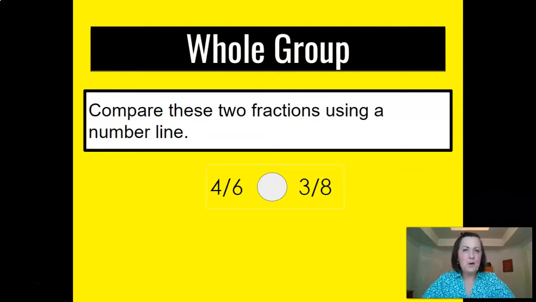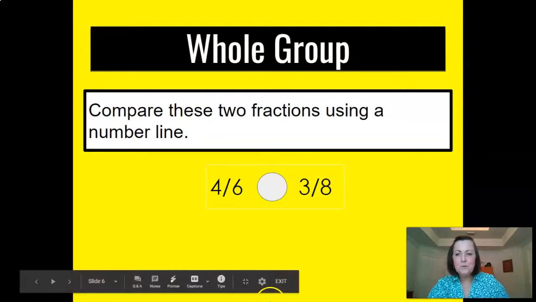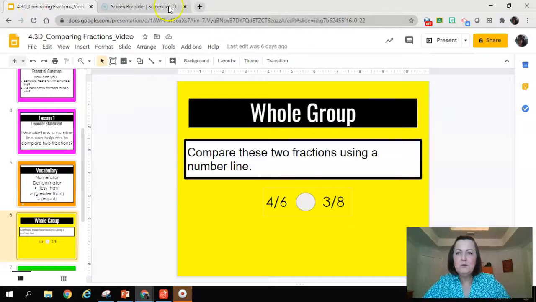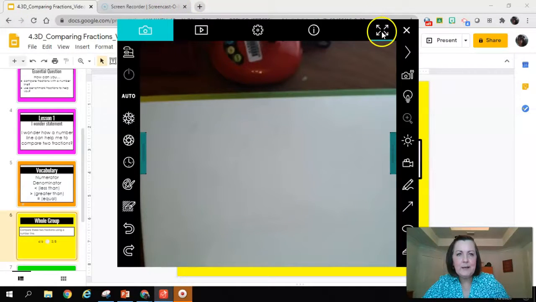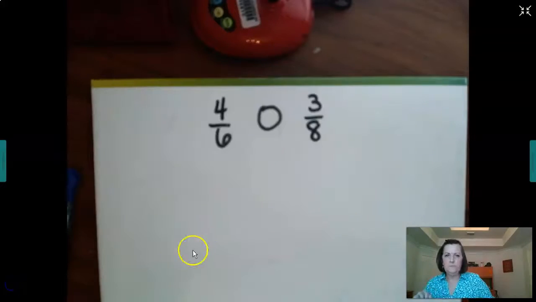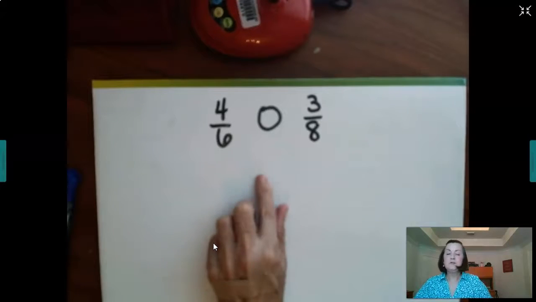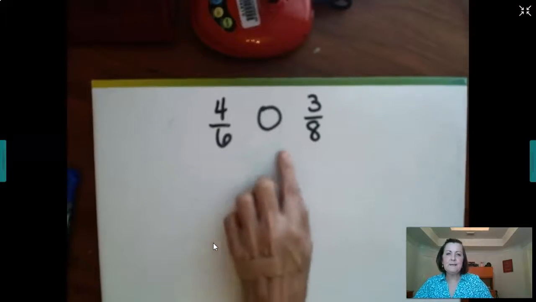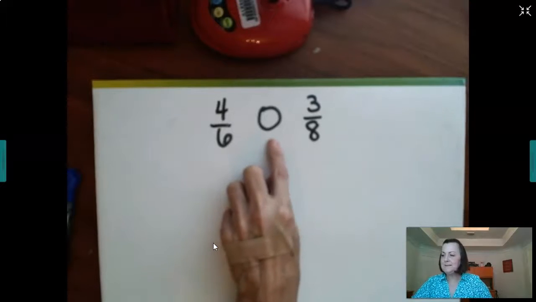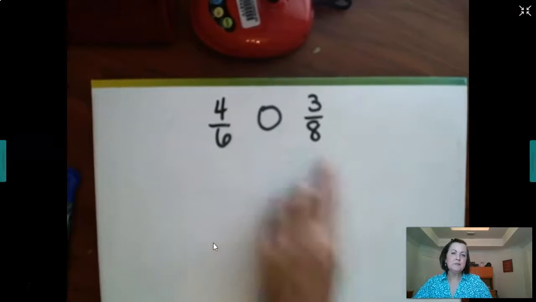So let's practice. Let's compare these two fractions using a number line. So we're going to go to this little ladybug here. All right, so I've copied the numbers onto my working board, 4/6, and there's my little circle. I'll put my symbol in. We're going to compare 4/6 to 3/8.